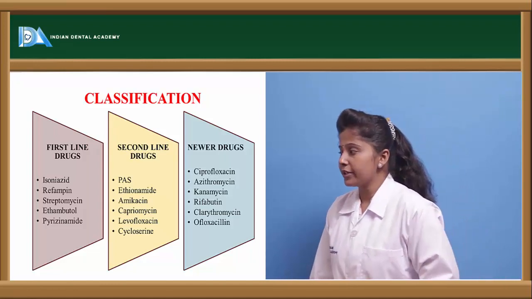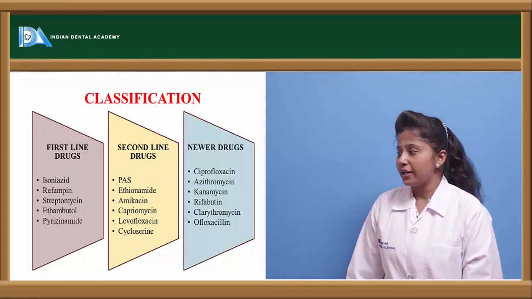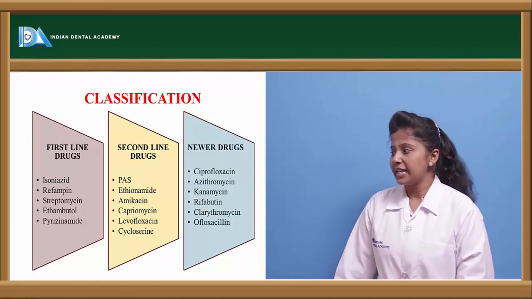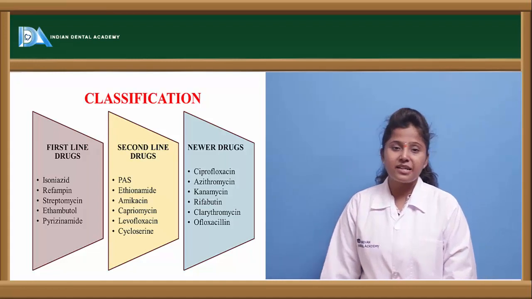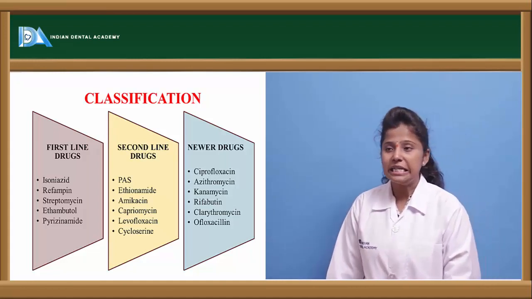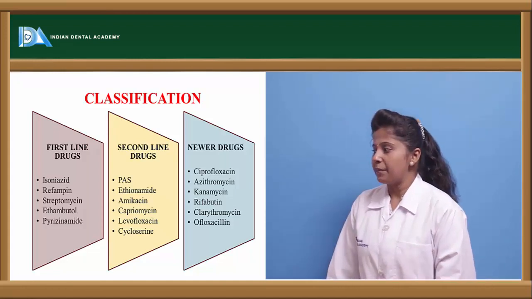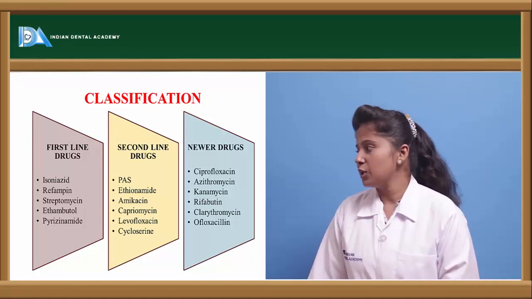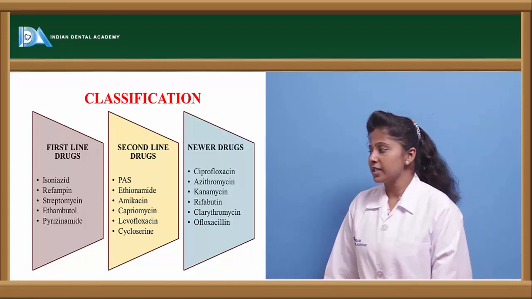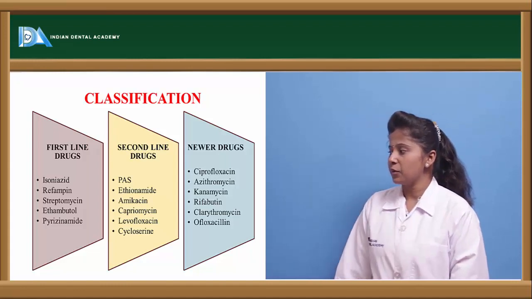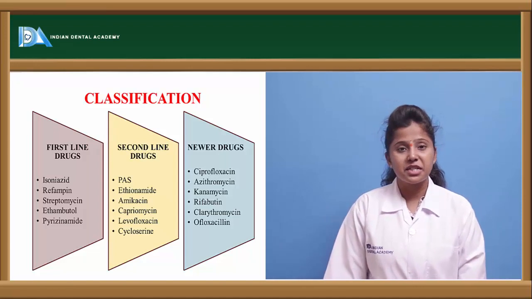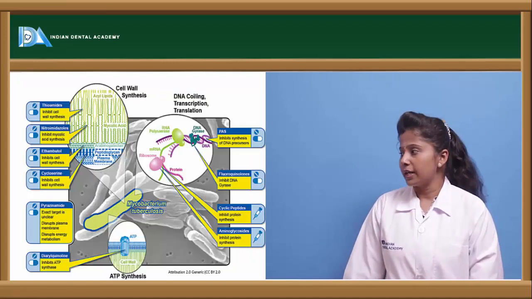Here the first line drugs include isoniazid, rifampin, streptomycin, ethambutol and pyrazinamide. Second line drugs include PAS, which is para-aminosalicylic acid, ethionamide, amikacin, capreomycin, levofloxacin and cycloserine. And the newer drugs include ciprofloxacin, azithromycin, kanamycin, rifabutin, clarithromycin and ofloxacin. So these are the drugs which are used in the treatment of tuberculosis.